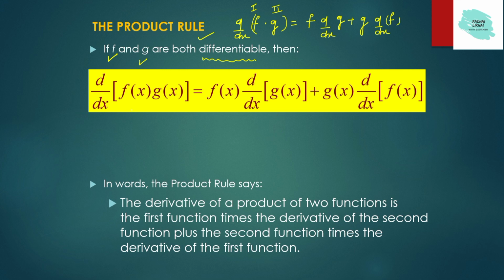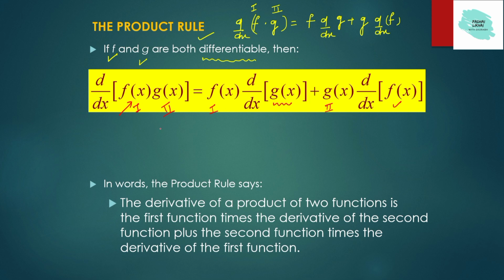It is defined here. See, this is the first function and this is the second function. So what does the rule say? Keep the first function, differentiate the second one, plus keep the second one, differentiate the first function. So it is very easy. Let us see some examples.